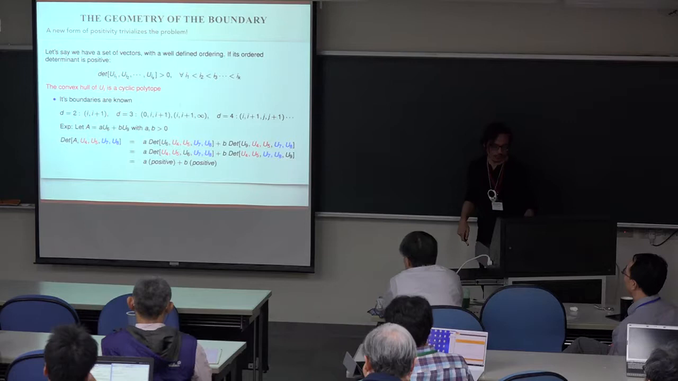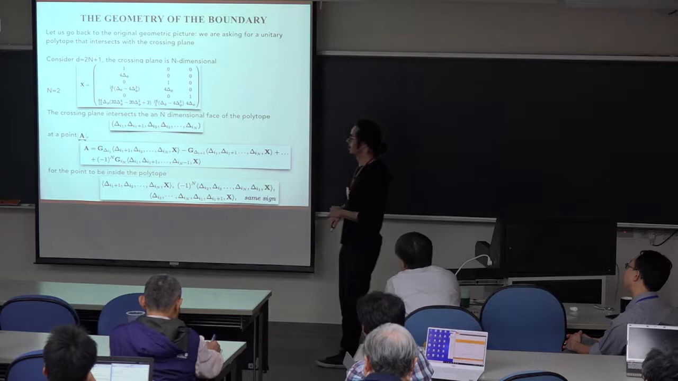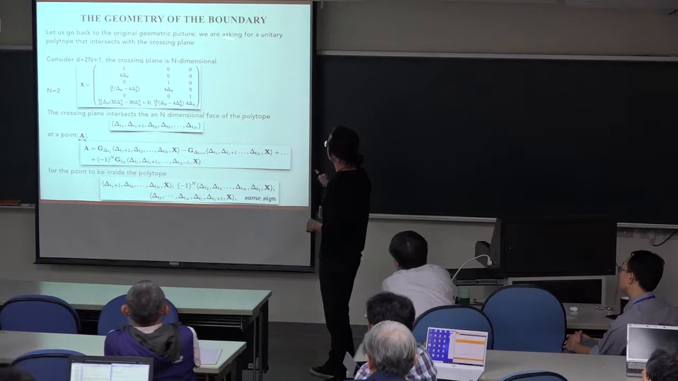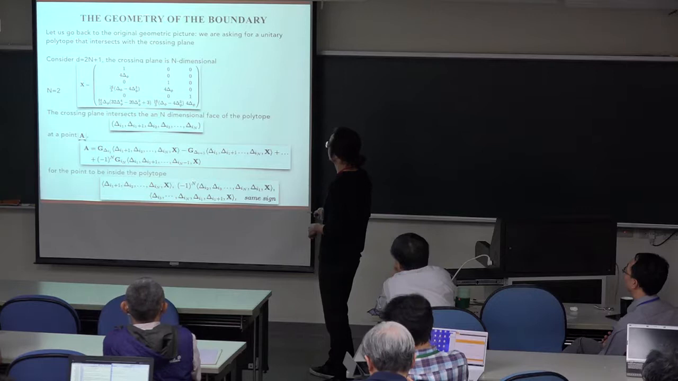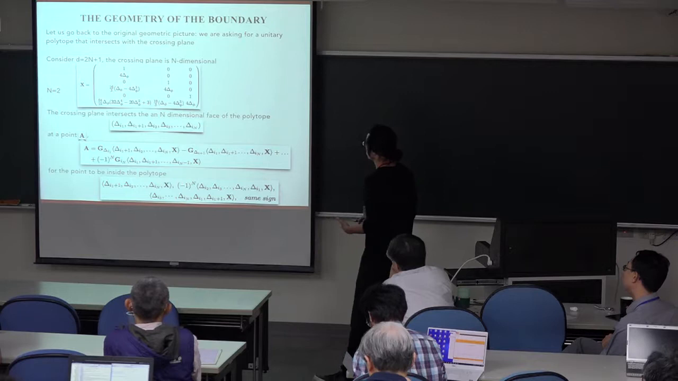Okay, knowing this, we can come back and see what the problem is. Let's look at the original geometric picture. We're asking for a unitary polytope that intersects the crossing plane. So let's consider d equals 2m plus 1. When you're getting used to this, it becomes straightforward.